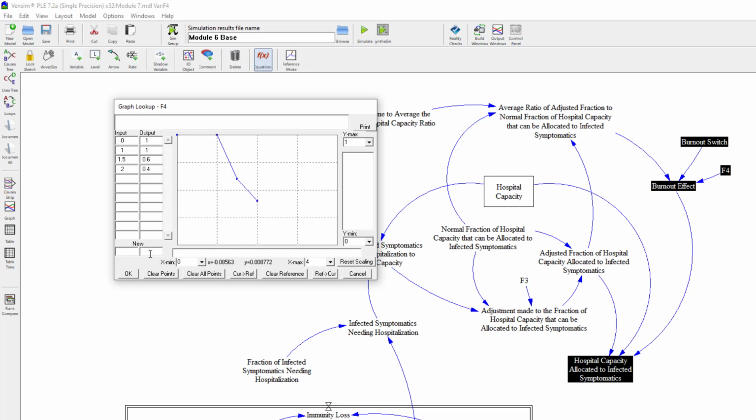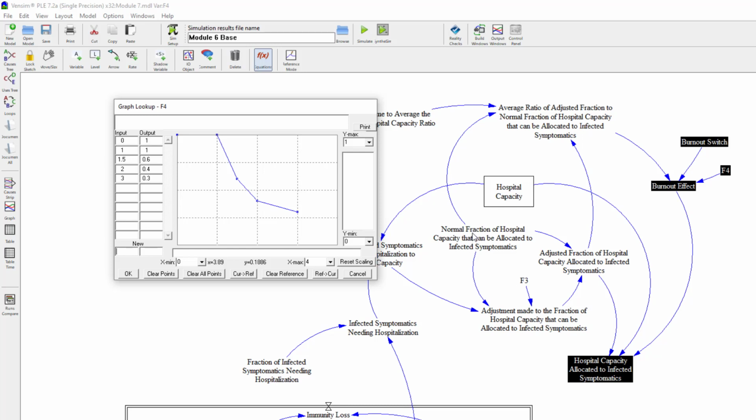Okay, meaning that we are only going to have 40% of our hospital capacity. And then if this adjusted fraction is 3 times the normal fraction, it's going to be at 0.3. So in the current way, this table function is defined here. This adjusted fraction can go only up to 25% above the normal fraction.